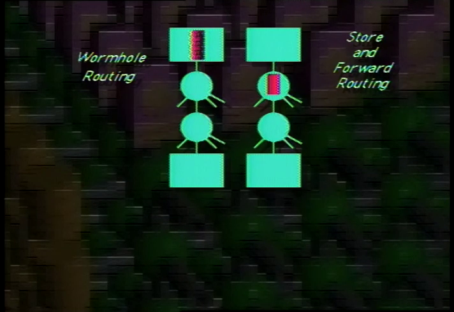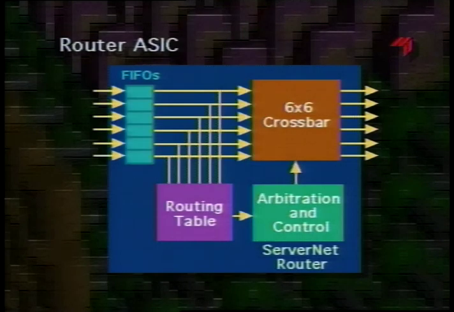The store and forward latency is directly related to the packet length. It can be a large component of latency even with relatively short packets. By using wormhole routing, the first generation of ServerNet routers has a routing delay of just about 300 nanoseconds per router. This is a diagram of the 6-port ServerNet router ASIC.